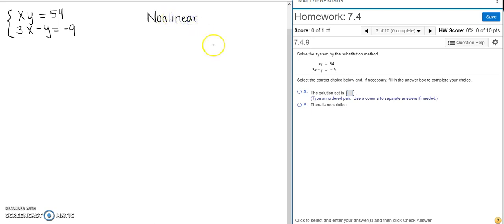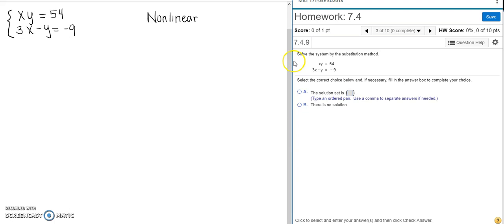Okay, so the equations in these systems, some of them might be lines, but some of them are going to be nonlinear. So they might be circles, they might be parabolas, they could be rational equations. And so what you're going to find with these systems is that a lot of times you can have multiple solutions without necessarily being infinitely many solutions.